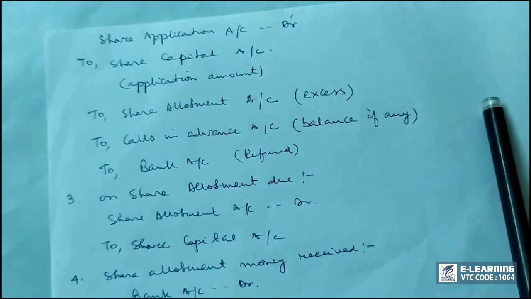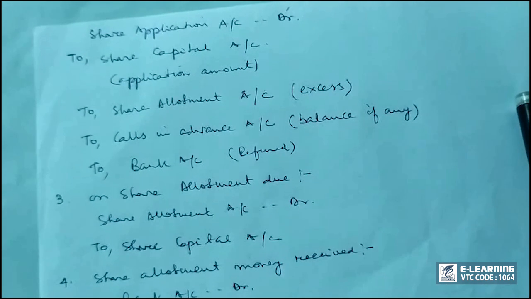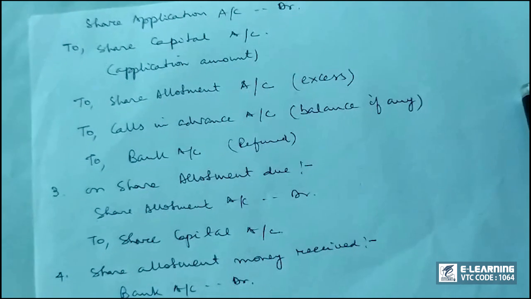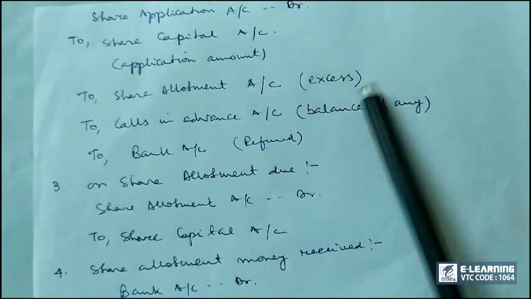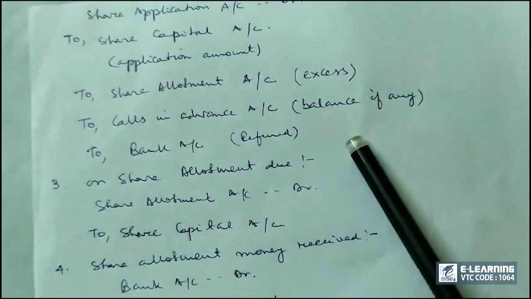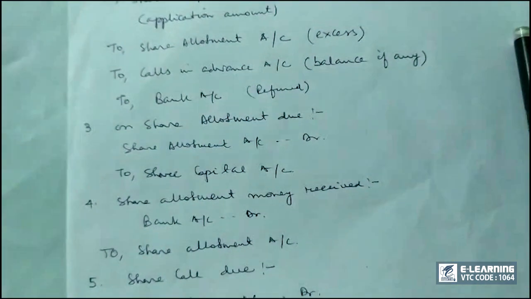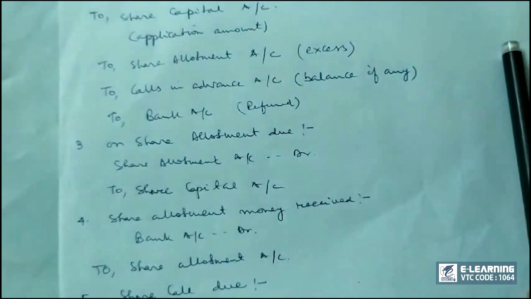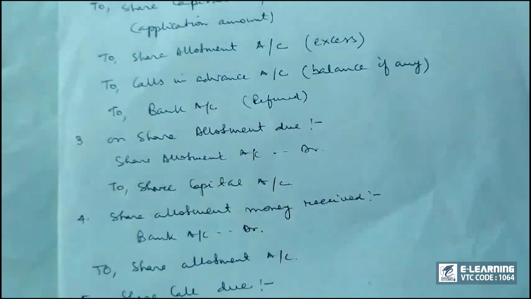Let's watch it once again. Share application account debit, to share capital account with the application amount, to share allotment account with the excess amount, to calls in advance account if any balance, and to bank account with the refund. Once we solve a problem, we will understand this better.